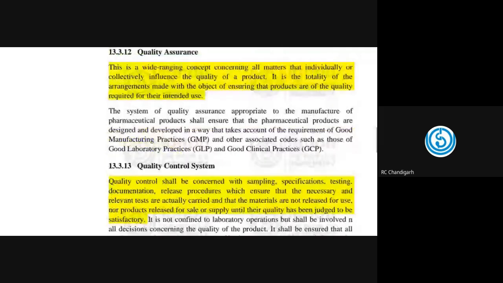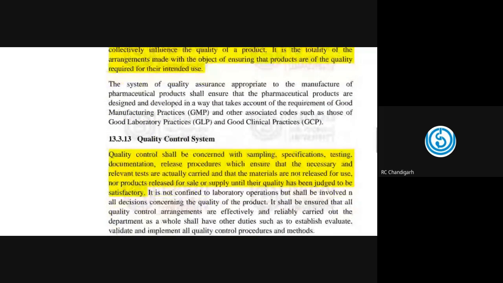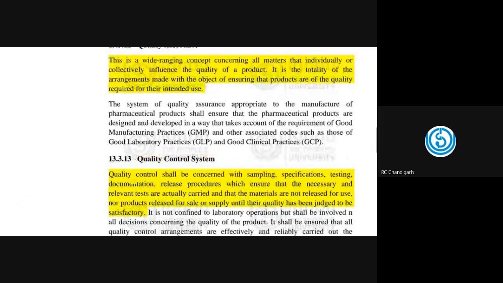Quality control system. The quality control system shall be concerned with sampling, specifications, testing, documentation, and release procedures, which ensure that the necessary and relevant tests are actually carried out and that materials are not released for use, nor products released for sale or supply, until their quality has been judged to be satisfactory.